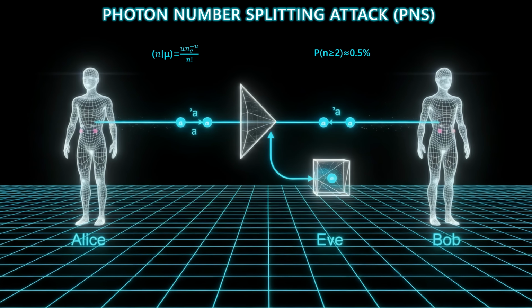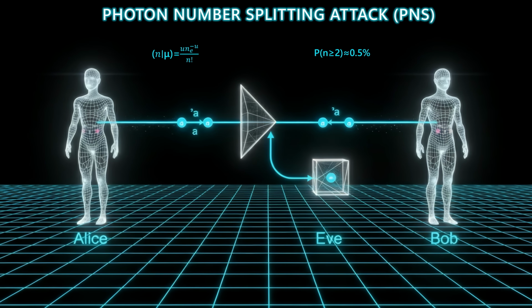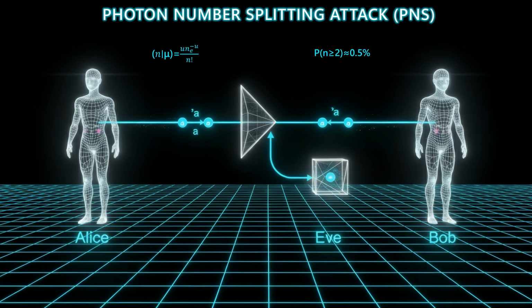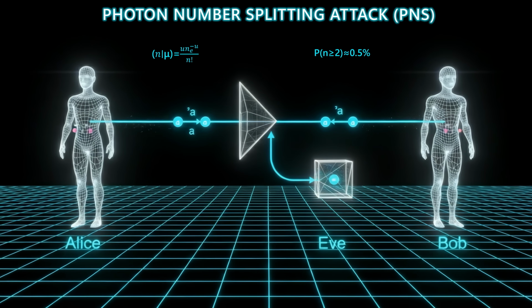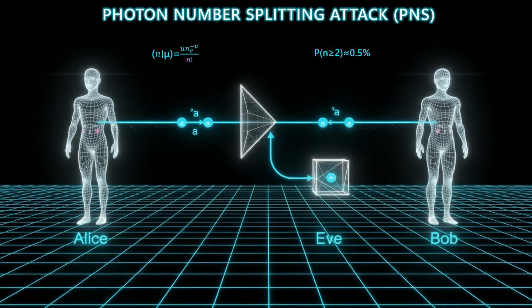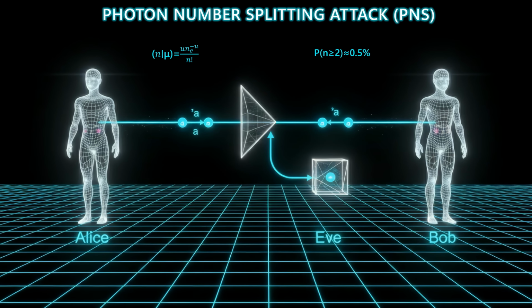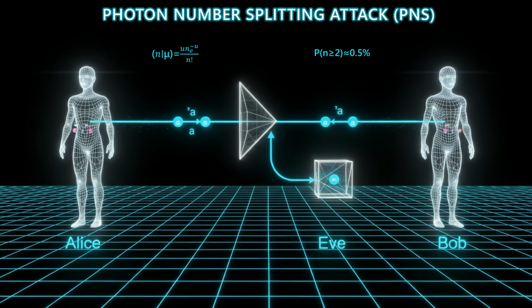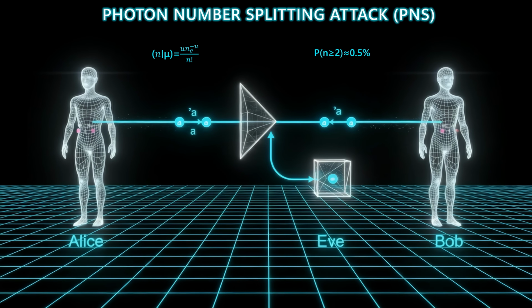In short, the photon number splitting attack is a source-side weakness that exposes the raw quantum states long before they reach Bob. Eve doesn't have to break quantum mechanics. She only has to exploit the unavoidable Poissonian statistics of weak, coherent light. This is why precise photon number control and decoy state techniques are essential for any real-world, secure implementation of BB84.